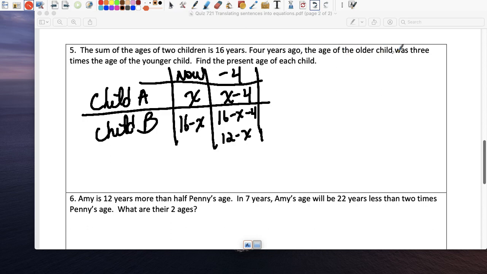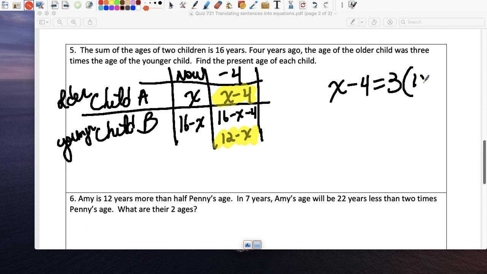4 years ago, the age of the older child was 3 times the age of the younger child. So let's just call this the older child and younger child. So the age of the older child was 3 times the age of the younger child. Let me highlight this because these are the two ages I'm going to use. So the age of the older child equals 3 times the age of the younger child.